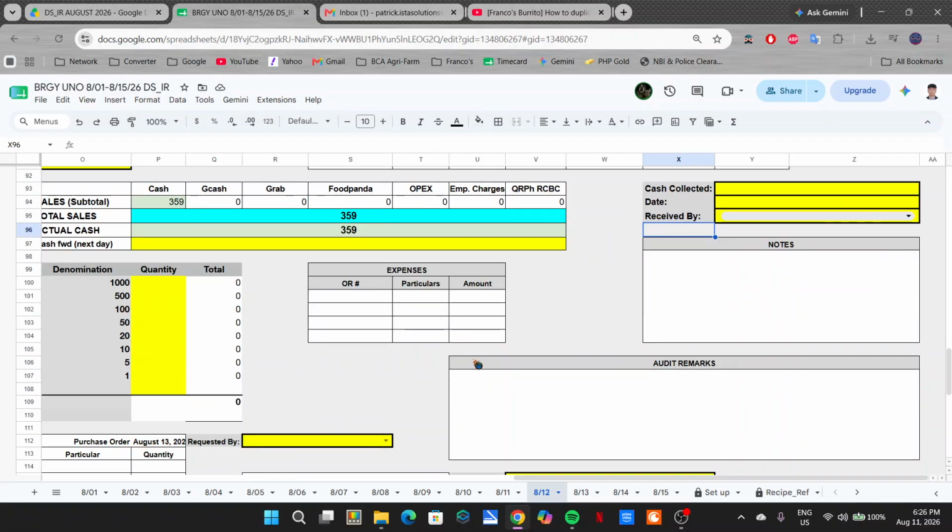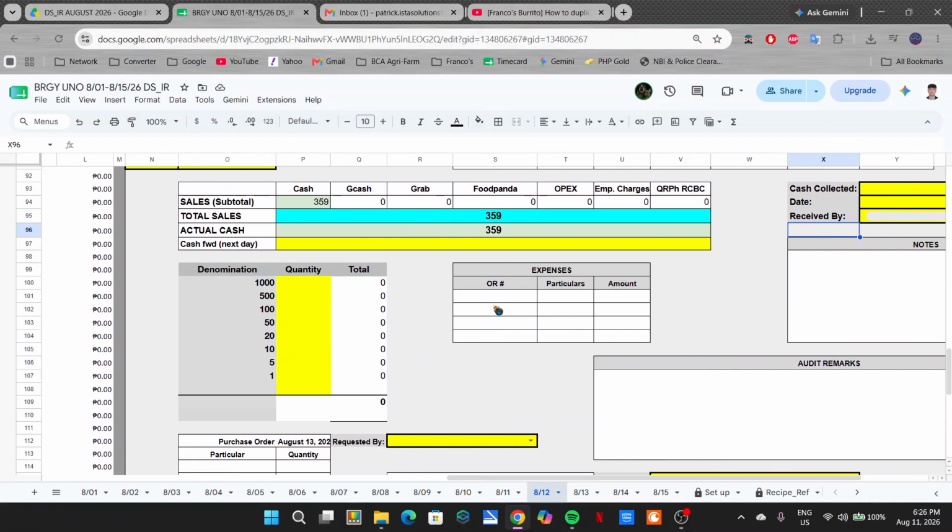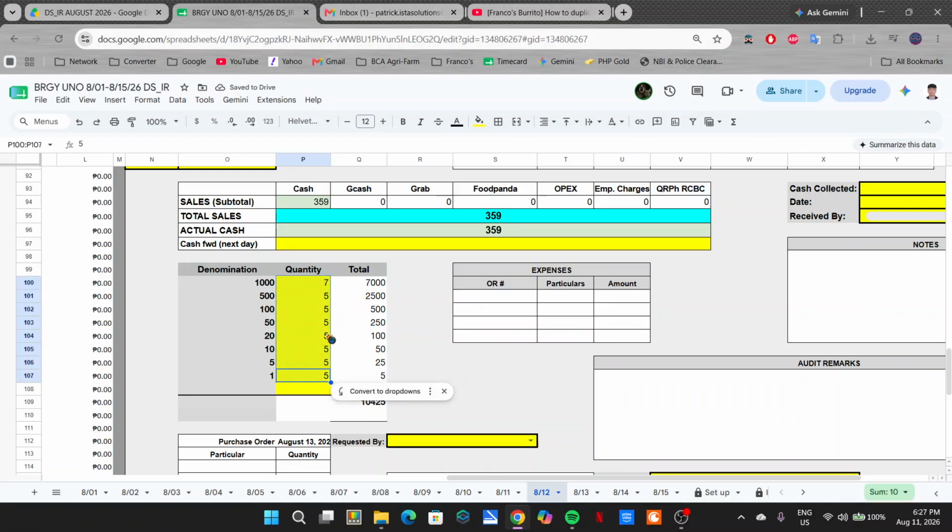Okay. And then afterward, of course, if you have expenses, kindly please input here so that the auditor is notified about the cashier's expenses or Franco's Burrito branch expenses. The denomination, input here at the yellow highlighted cells. Why? If you input here, this is already automatic. So what you just have to do here, if there are 7 pieces of 1,000, you just have to input here 7. It automatically computes everything. Okay? So you don't have to manually input the total.